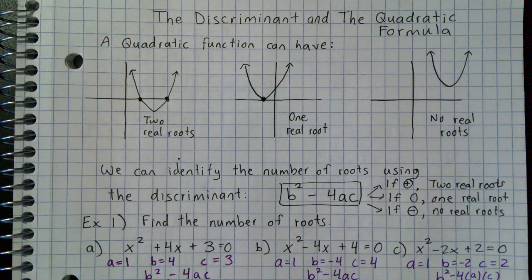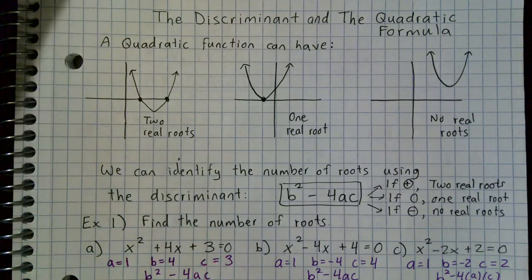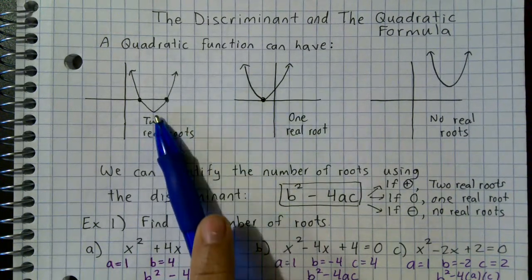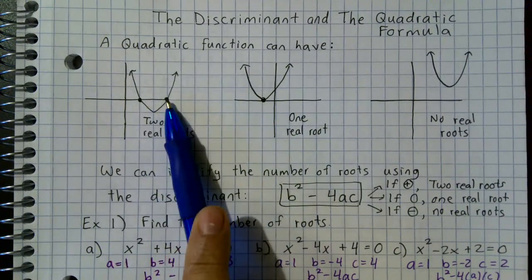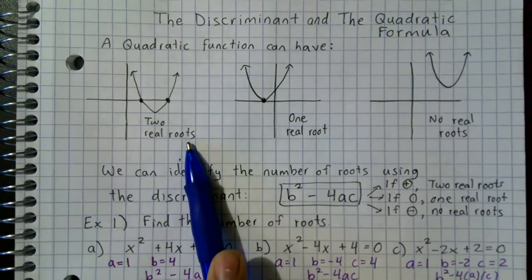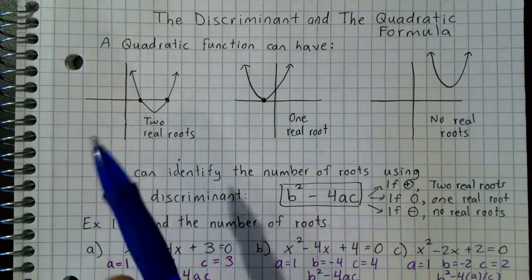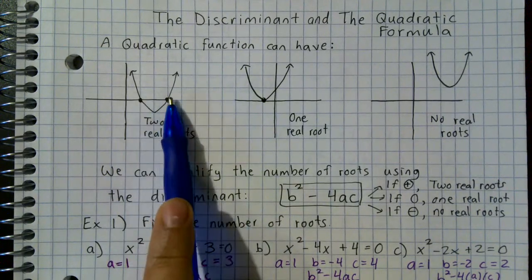Today we're going to talk about the discriminant and the quadratic formula. So remember that a quadratic function can have many different types of roots. If it looks like this, it crosses the x-axis twice, we say that it has two real roots. Remember, roots, x-intercepts, and zeros all are alluding to these points right here.